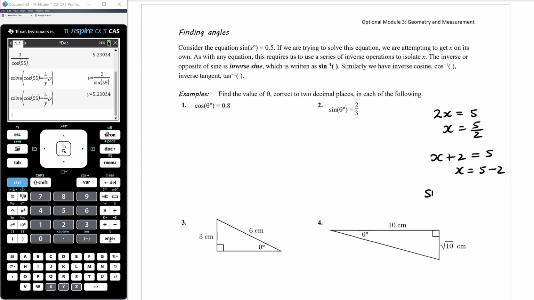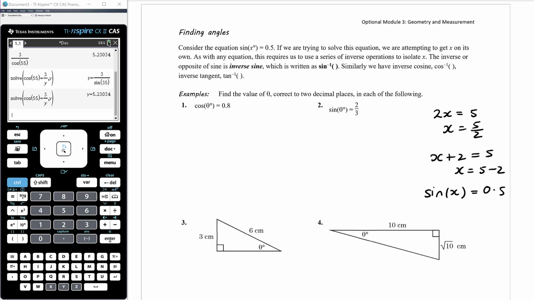Okay. If we have sine of x equals 0.5, we need to do the opposite. x is being signed, okay? That's not the right language, but that's what it means. Sine is happening to x. Okay, that's not sine times x. You don't divide by sine.